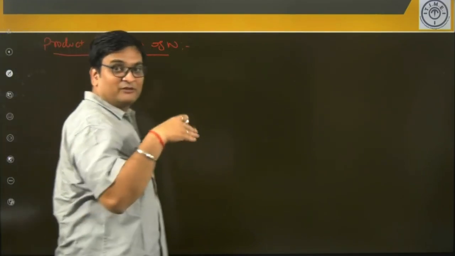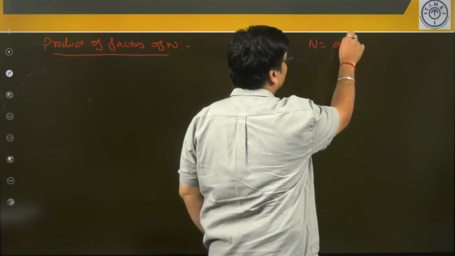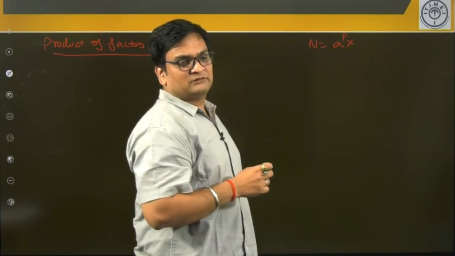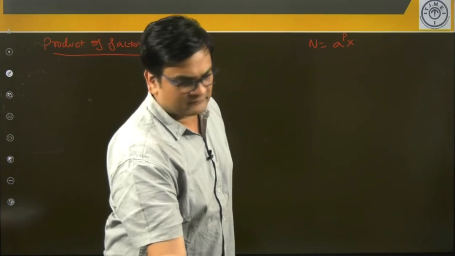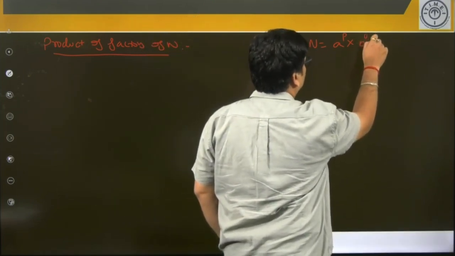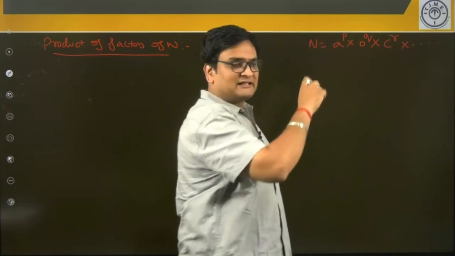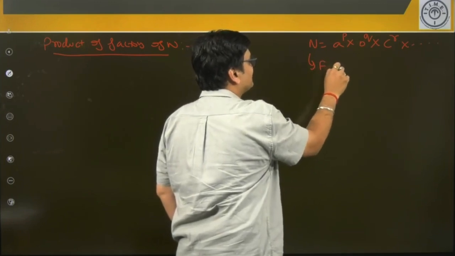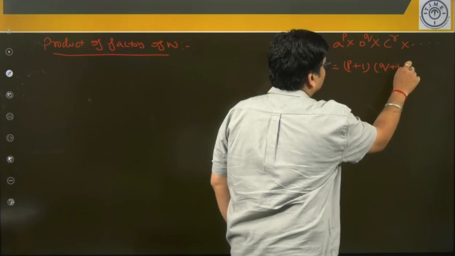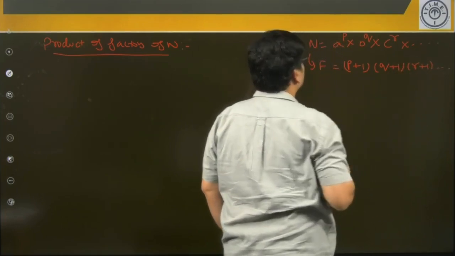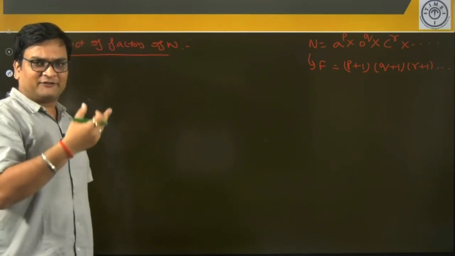Now, just to recap, what is n? N in prime factorized form looks like this: a to the power p into b to the power q into c to the power r, and so on. For this n, we have seen already in the previous video the number of factors will be given as (p+1)(q+1)(r+1) and so on, and for the number of ways, the formula was f by 2, or f plus or minus 1 by 2, depending on different cases.